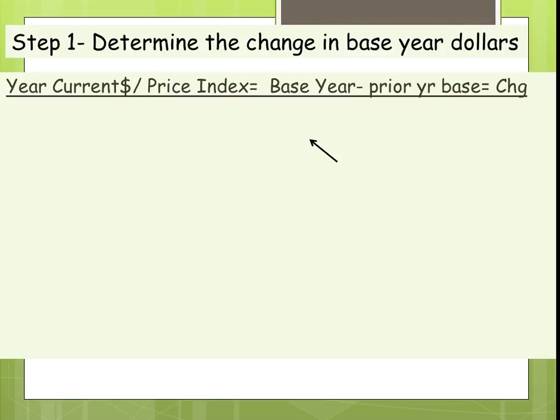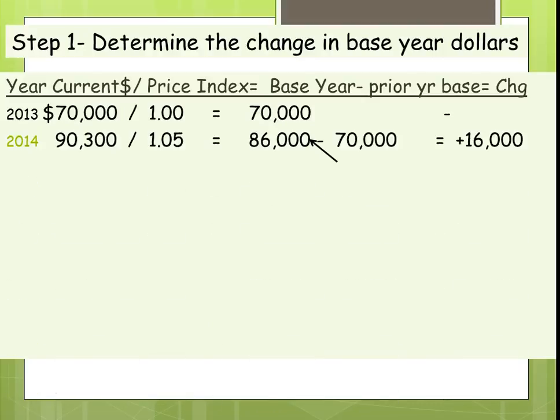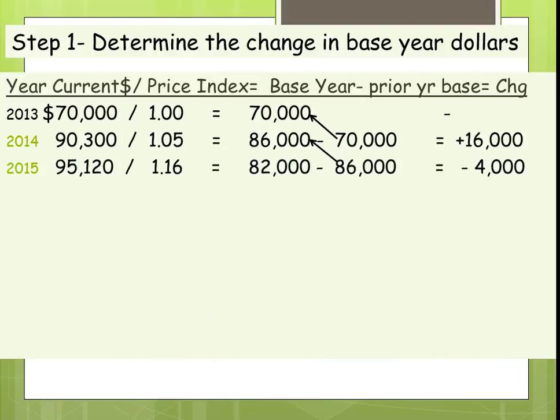First, we want to figure out what the change is, and we do that by taking the current year dollars divided by the price index, which equals base year dollars, minus the prior year base. That will tell us our change, or our layer. The first year, since it's a 1, there is no change, but the second year we end up with 86,000 as the base minus the 70,000 from 2013, which tells us our first layer at 1.05 is going to be 16,000. For the next year, we divide by the 1.16 and we end up with 82,000, which tells us it's gone down by $4,000.